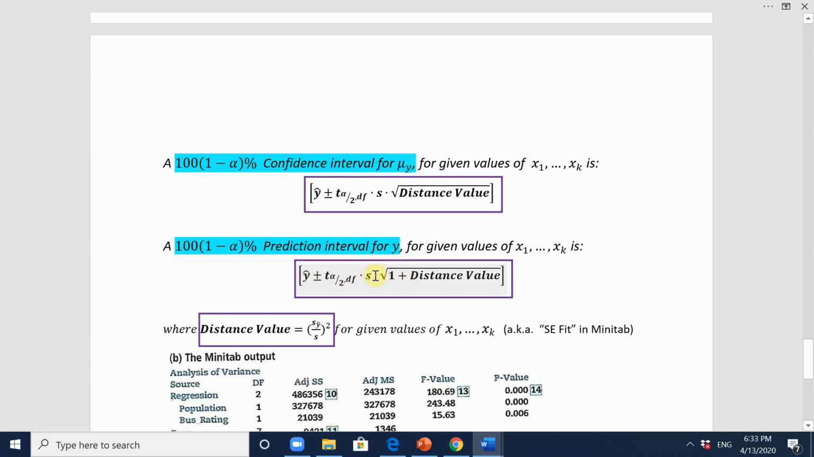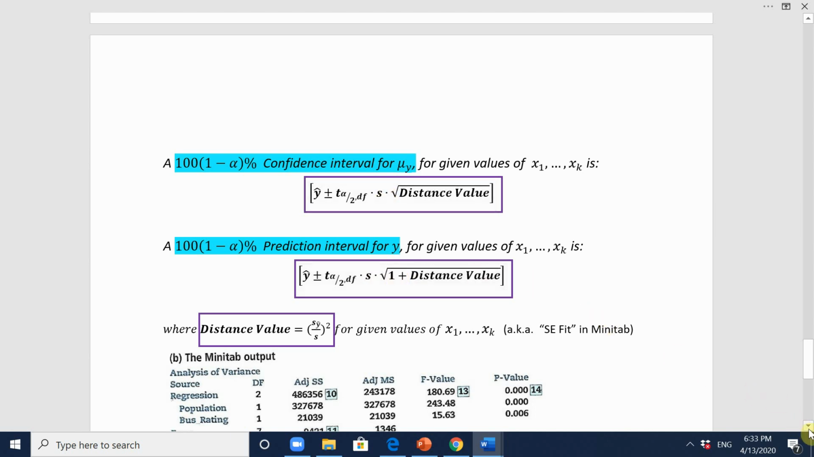So we are using the same y hat here, but this time to build a prediction interval. And where it starts to get different between a confidence interval and a prediction interval is when we look at the content in the square root. Here we are taking the distance value plus 1. And this plus 1 will make the prediction interval always wider than a confidence interval.